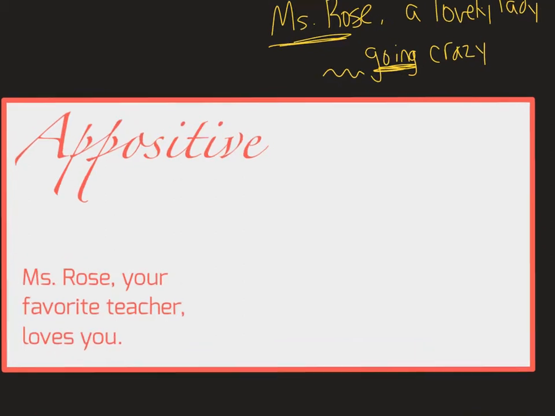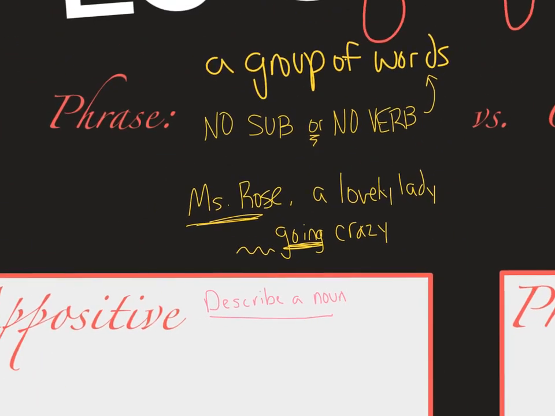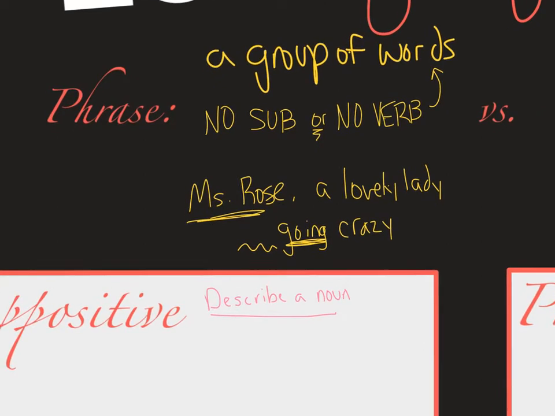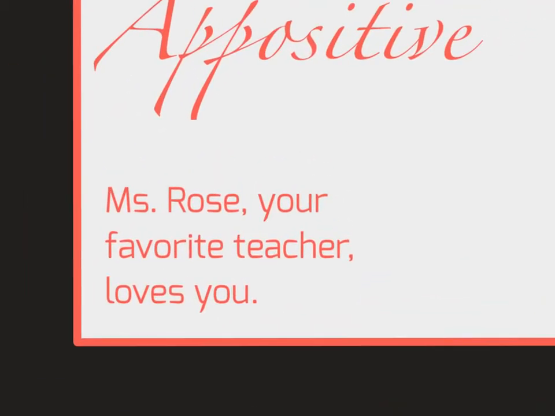Appositive phrases describe a noun. That is their sole function. So therefore, if we apply that to the definition of a phrase, it's a group of words which describes a noun. In the case of my example here, I have Miss Rose, your favorite teacher, loves you. Your favorite teacher is a group of words that further describes Miss Rose. It is as easy as that.